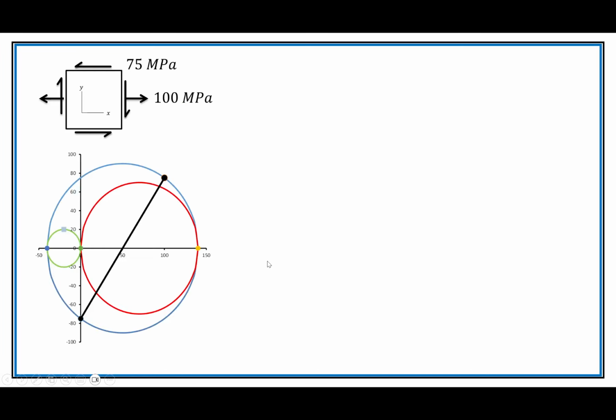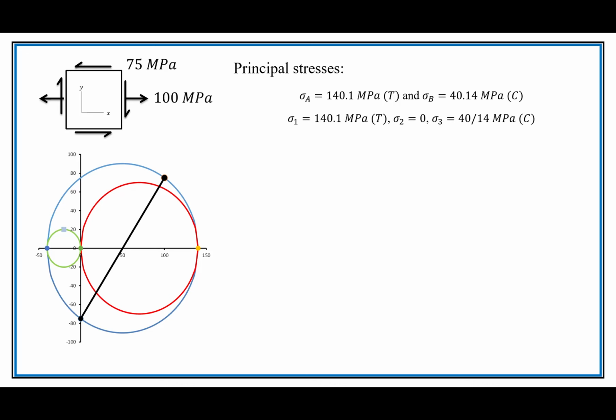We can draw a Mohr circle, a 3D Mohr circle here of this, and get the principal stresses. I don't show it here, but I'm sure you can do this. So we have 140.1 megapascals in tension for sigma A and 40.14 megapascals in compression for sigma B. And so if we want to, we can put them in order, sigma 2 being 0 as we see on the diagram.